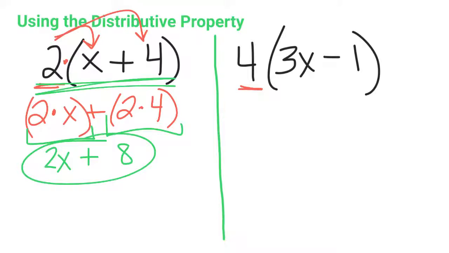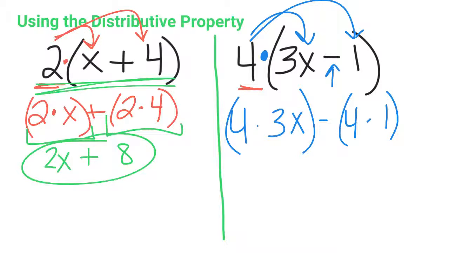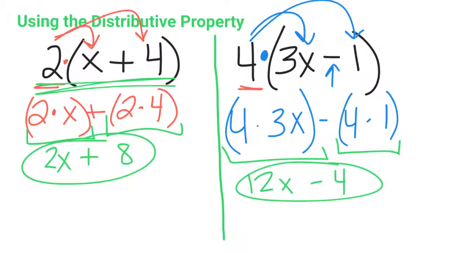Again, similar function, similar strategy to the first example. I know that I'm multiplying 4 times whatever's inside my parentheses, so I'm going to do 4 times 3x. And 4 times 1, and I'm going to subtract this time because that's what's in between the 3x and the 1. I'm going to go ahead and combine 4 times 3x and get 12x, and then I'm going to do 4 times 1 and get 4, and have my simplified final answer of 12x minus 4.